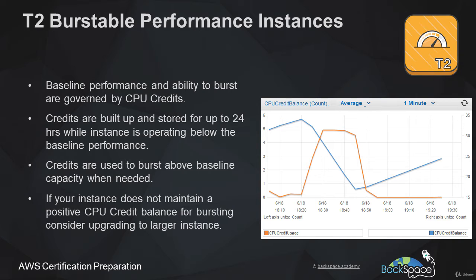One thing you need to keep track of, and you can use CloudWatch or whatever to do this, is to make sure that you maintain a positive CPU credit balance to allow that bursting to occur. Otherwise, you're not going to be taking advantage of this burstable performance instance, and you'll be better off using another instance or using this same instance and upgrading it.